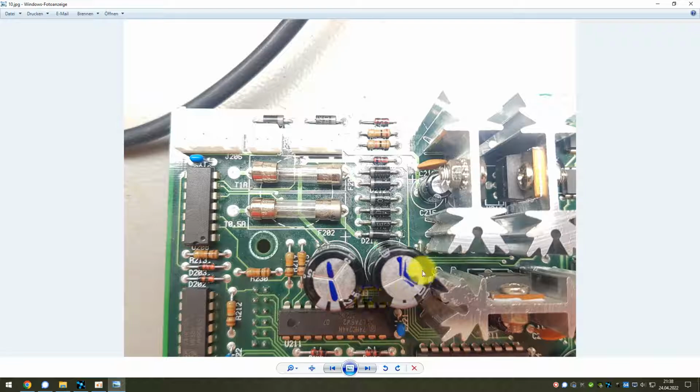So here you can see these capacitors now soldered back on. Make sure to orient them correctly so the negative is facing towards this IC here. And on the left side, the 2200 microfarad, 16 volts. On the right side, 35 volts, 1000 microfarad. Just don't get these mixed. They have to be in this specific order. And then you can start reassembling the unit.